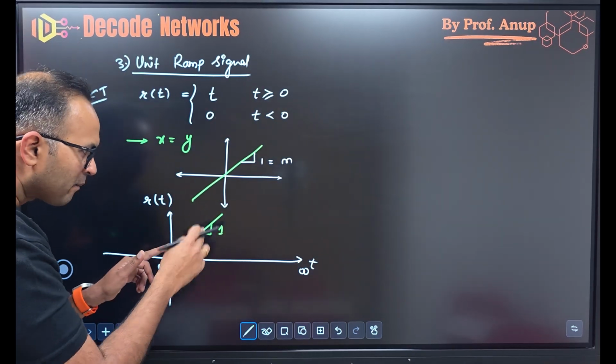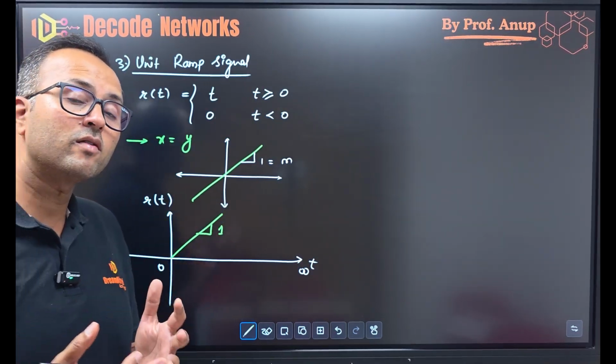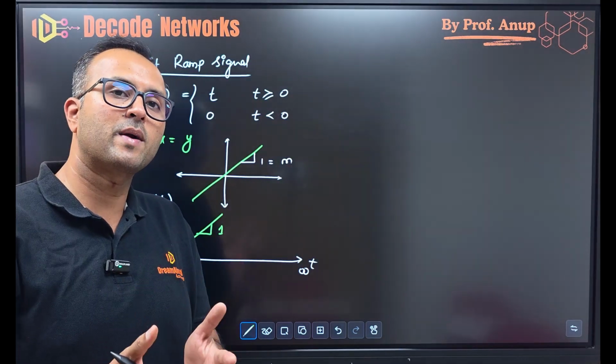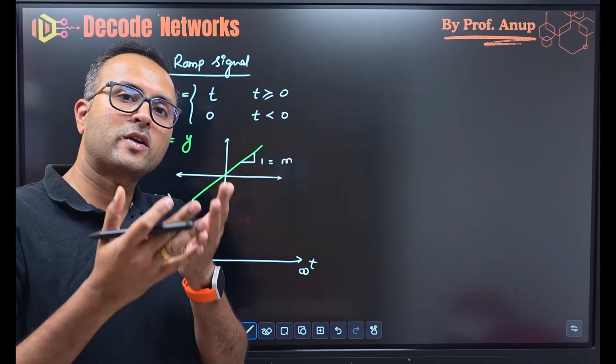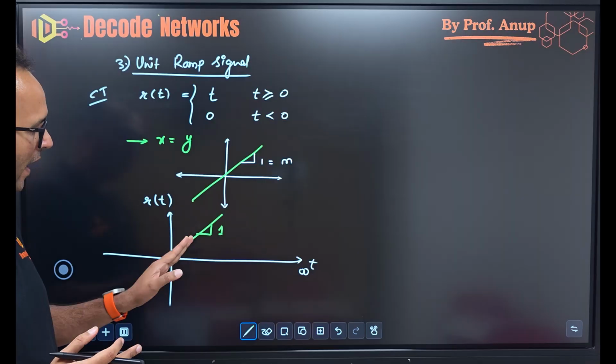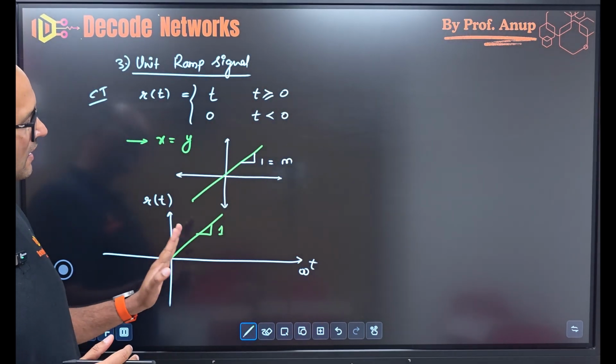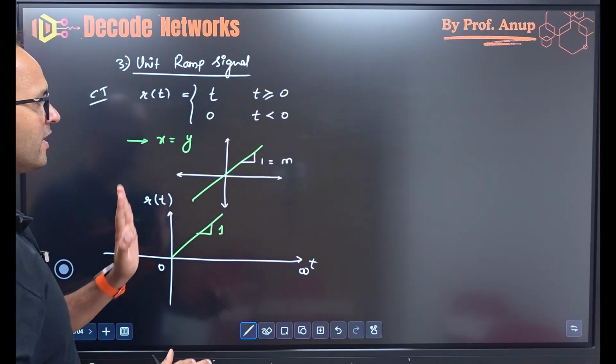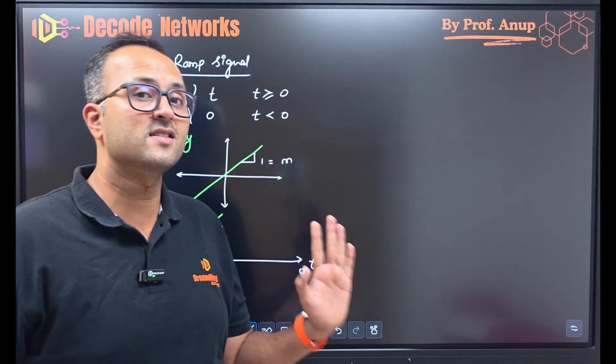Yes, it has amplitude, but it is never made with respect to amplitude. It is made with respect to the angle, with respect to the slope. So your slope is 1. That's why this is my signal. Yeah, it will be continuous till infinity. It is also an infinite signal.